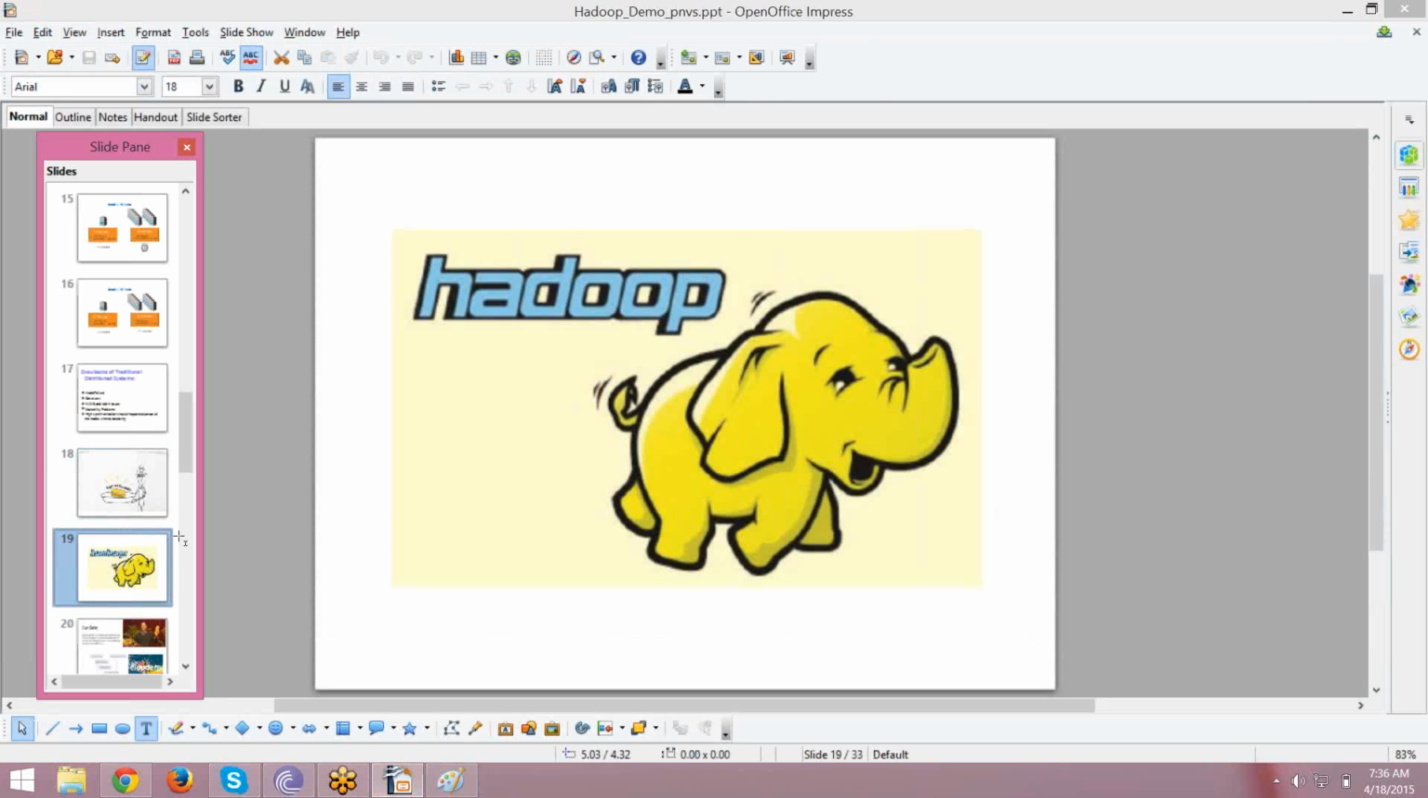So that is the reason Hadoop is getting a very huge market nowadays. All the big companies are depending upon the Hadoop market now. This elephant is just symbolic for Hadoop. It's representing big, huge data, right?